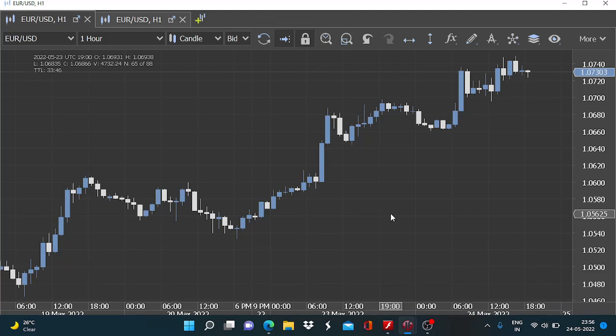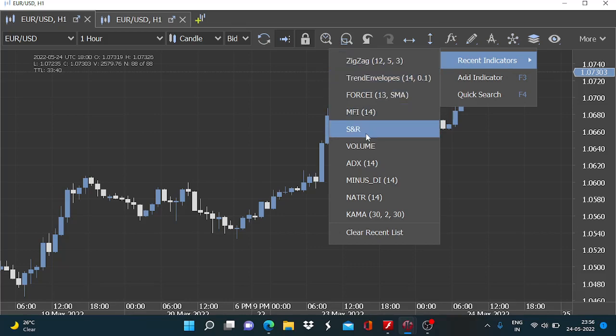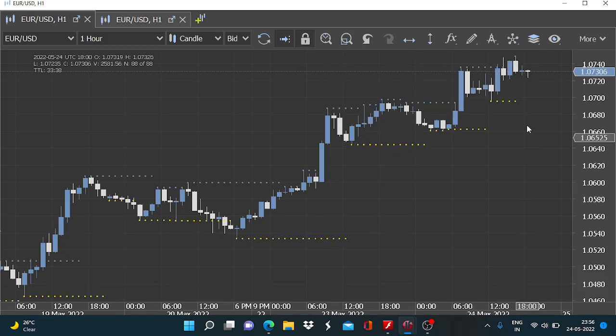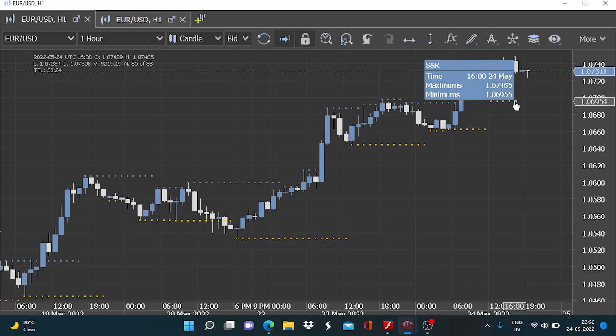There is the Euro USD chart plotted on the hourly candle period. I will add the indicator S and R, that is support and resistance. So here we get this plotting for the support and resistance 2 hours back. So whatever is the current time, we have to consider the support and resistance values depending on the prior data. So here we have the maximum value of 1.0748 and the minimum value of 1.0695, and we can expect these two values to act as the resistance and support. The maximum is going to be the immediate resistance and the minimum is going to be the immediate support.